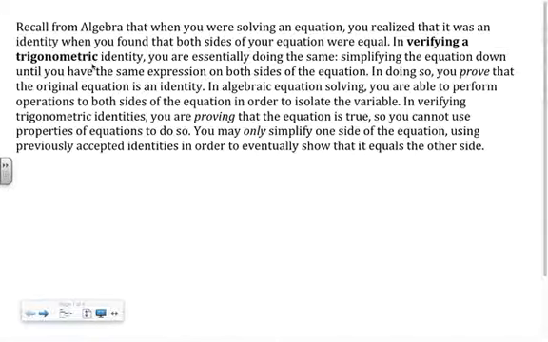In algebra, because you knew it was an equation, you were able to add stuff to both sides, subtract stuff from both sides, multiply, divide. Here, since we're trying to prove that the equation is true, we can't use those properties of equations to do so. So what we're basically doing is taking, most of the time, one side of the equation and working with it until you end up with the exact same thing on the other side.